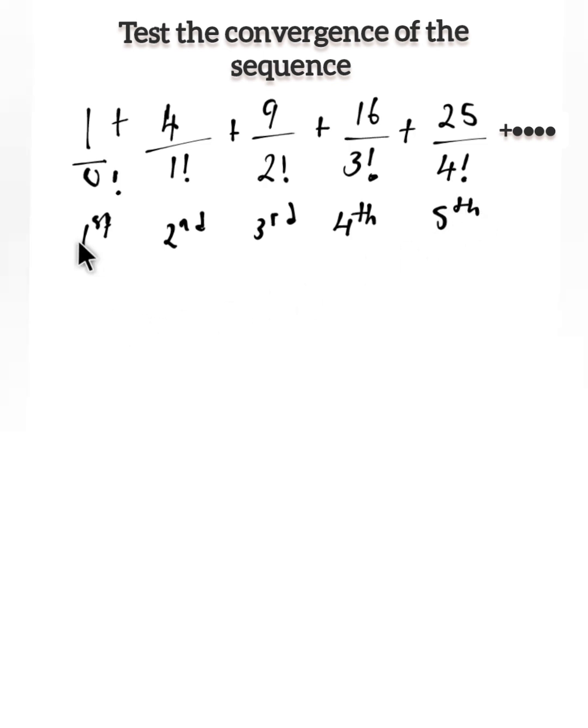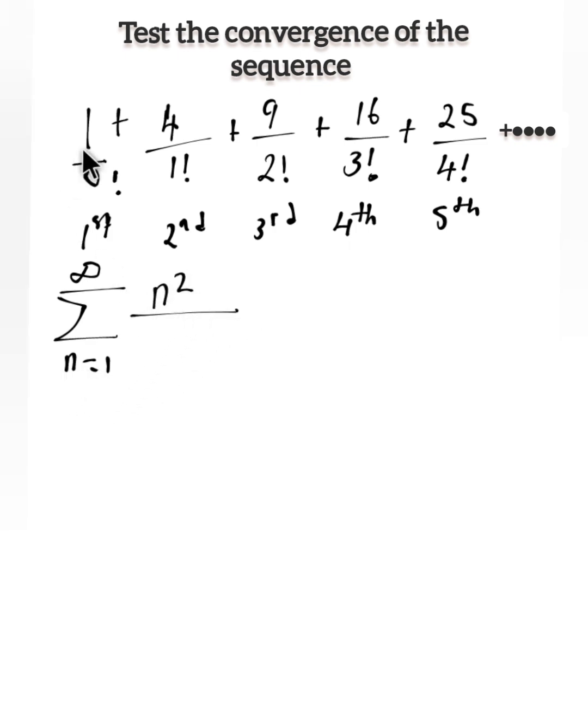Now consider the numerators. First term, numerator is 1; second term, numerator is 4; third term, numerator is 9; fourth term, numerator is 16; the fifth term, the numerator is 25. That tells us that we need to square the number of terms to get the numerator. 1 squared is 1, 2 squared is 4, 3 squared is 9, 4 squared is 16, 5 squared is 25. So it becomes the summation from n equals 1 to infinity of n squared. So this solves the numerator.